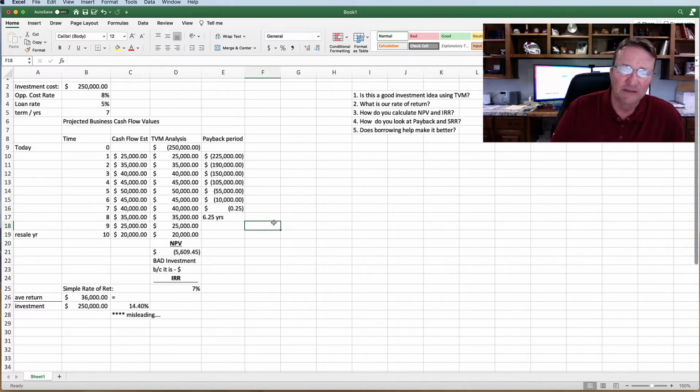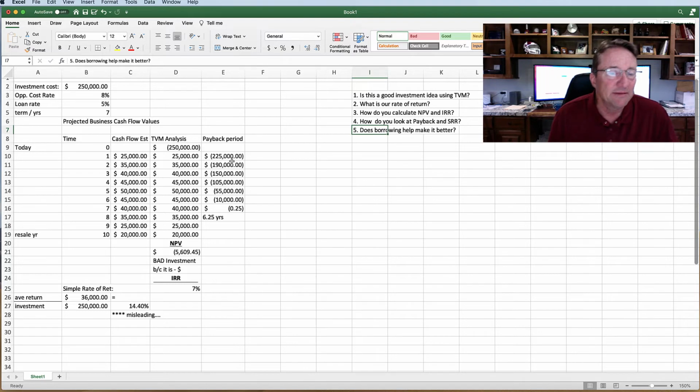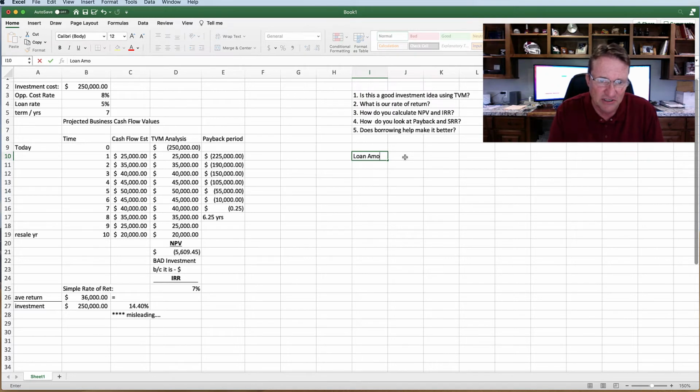All right, so once again, though, it's got some negatives. So I would say this is still a bad investment. Does borrowing make it better? Now, let's put in the borrowing here. In fact, I'm going to show you how to do this. Let's talk about a loan amortization, which we've talked about. We've even laid it out a little bit on the board, but let's do one.